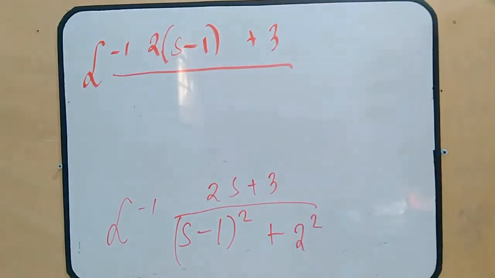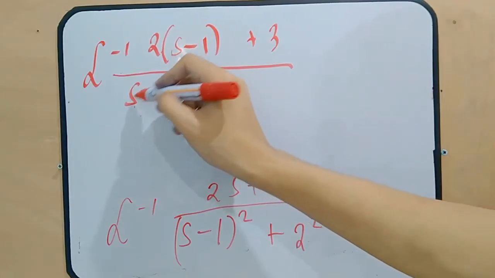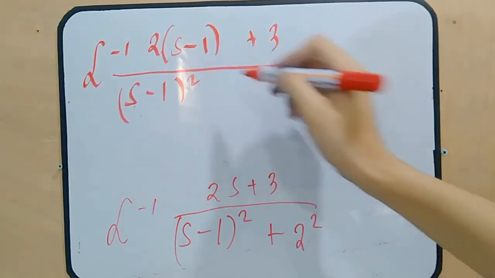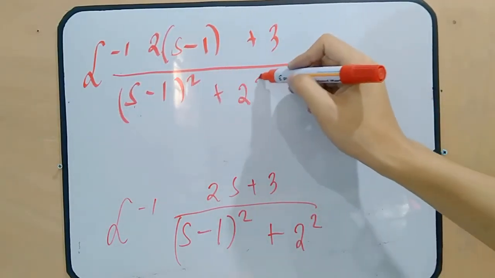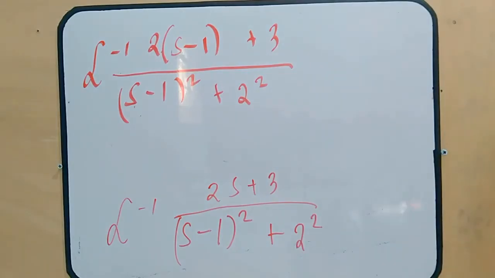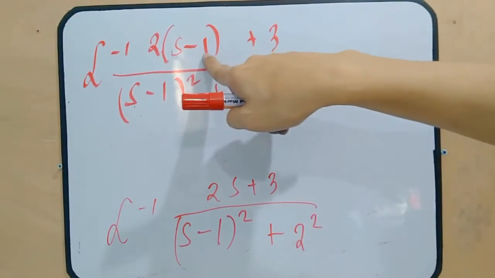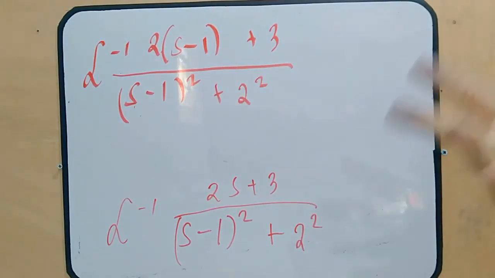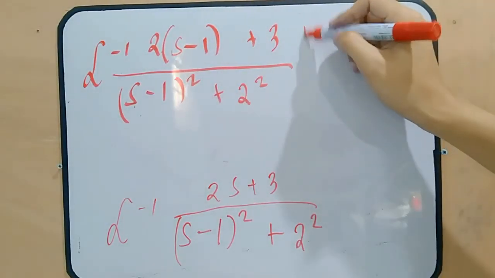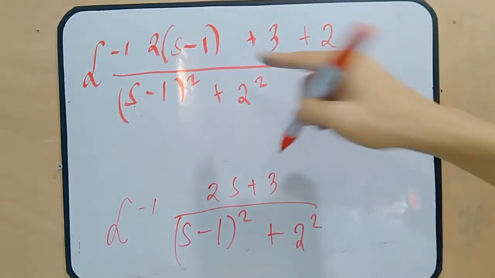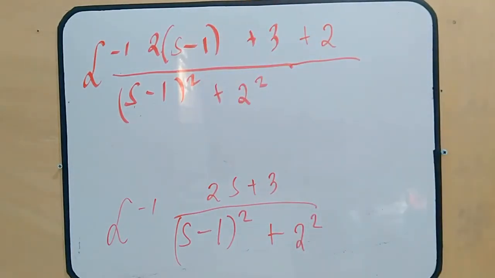Hindi pa yan guys. So i-balance natin yan. So you have here s minus 1 squared plus 2 squared. Here guys, naglagay tayo ng negative 1 doon sa loob. So 2 times negative 1, this is negative 2. Kailangan natin maglagay ng plus 2 here para mabalance natin yung linagay natin doon. So it's very important para ma-manipulate natin yung equation. Saan galing yun? I repeat.